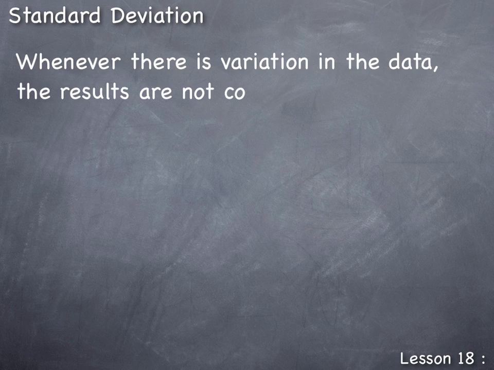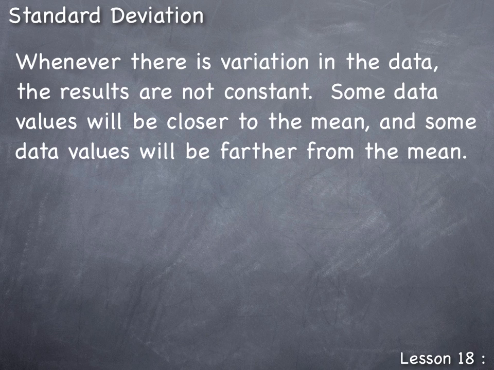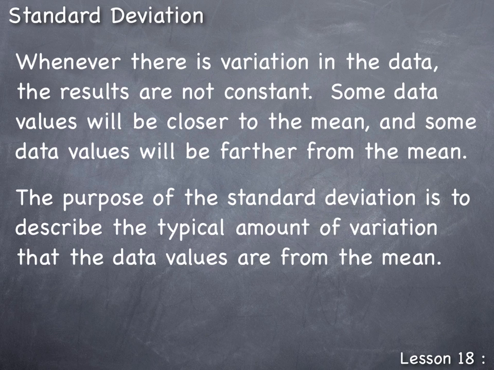Whenever there is variation in the data, the results are not constant. Some data values will be closer to the mean, and some data values will be farther from the mean. The purpose of the standard deviation is to describe the typical amount of variation that the data values are from the mean.